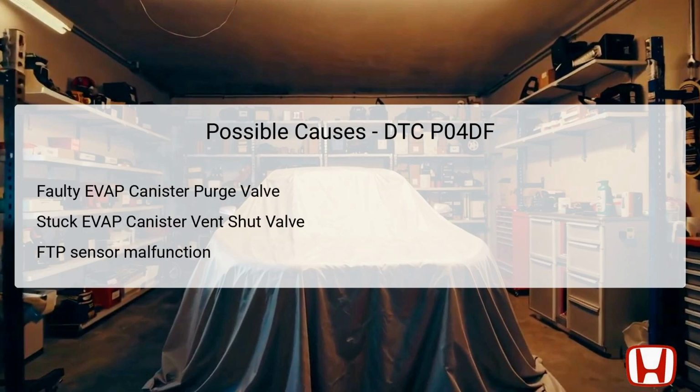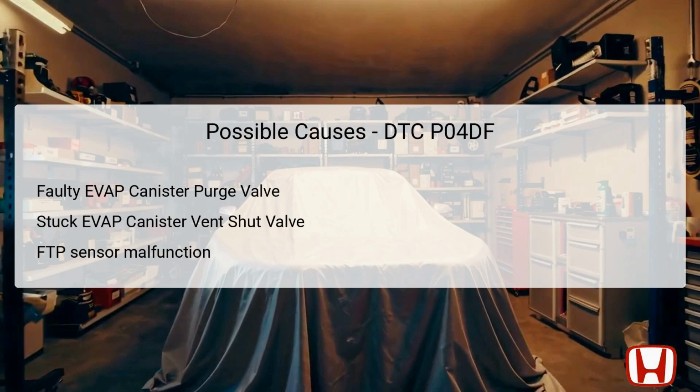Several potential causes can trigger the P04DF code, each reflecting a component failure that may impact the EVAP system's functionality. First, a faulty EVAP canister purge valve may become stuck open or closed, disrupting the intended flow of fuel vapors and leading to excessive purge flow. Next, the EVAP canister vent shut valve can also become compromised, particularly if it remains stuck in a closed position, preventing any vapors from escaping the system.